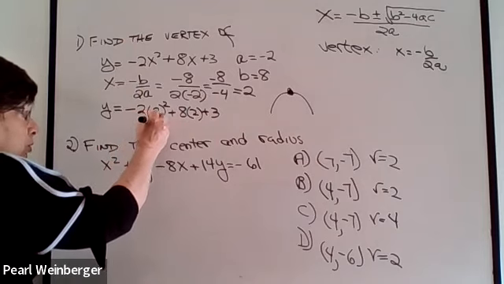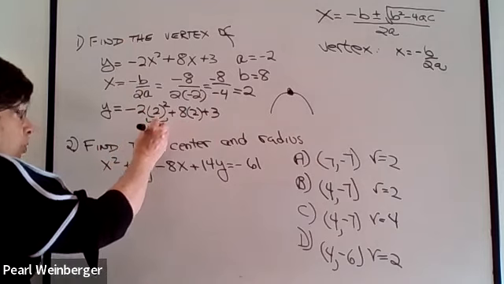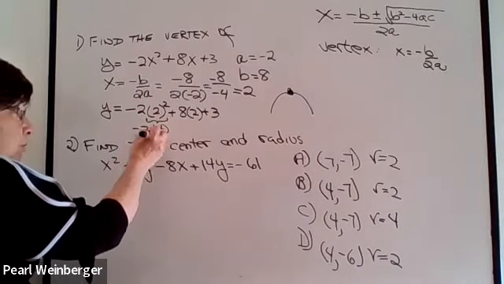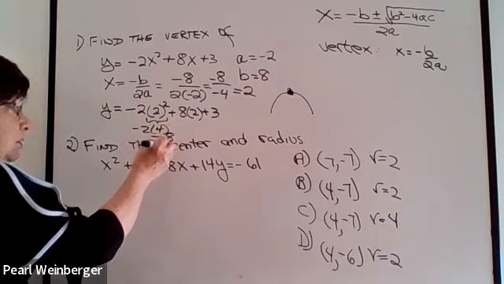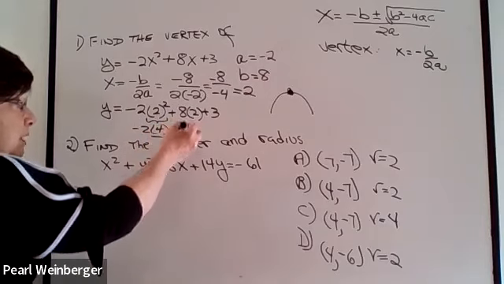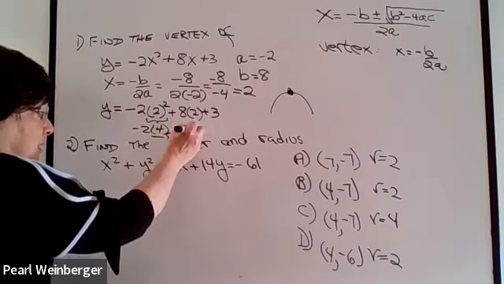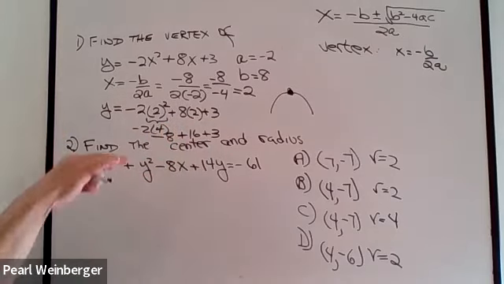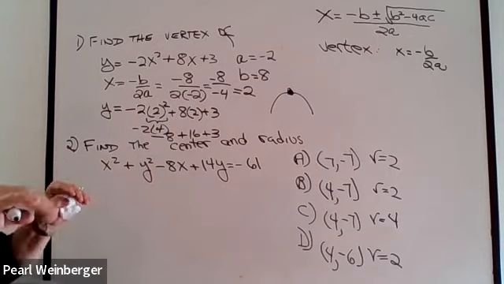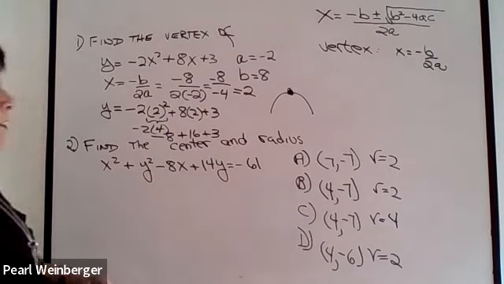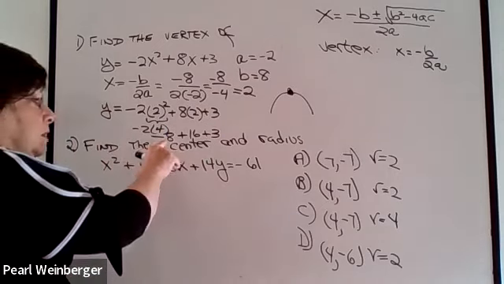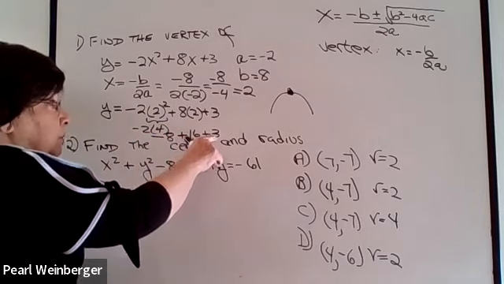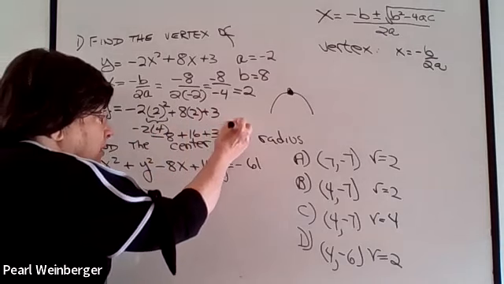So 2 squared is 2 times 2, which is going to give you 4. And I'm going to have to multiply that by negative 2, which will give me negative 8. Plus 8 times 2, that's plus 16. Plus 3. Remember, first do the exponents, then the multiplication or division, and finally the adding and subtracting. Negative 8 plus 16 is positive 8, plus 3 is 11.